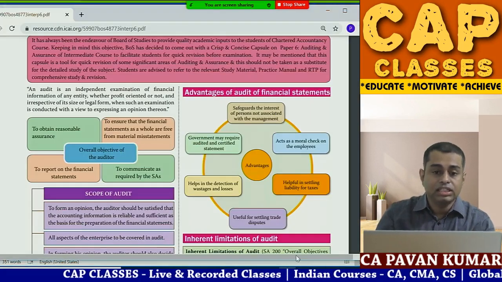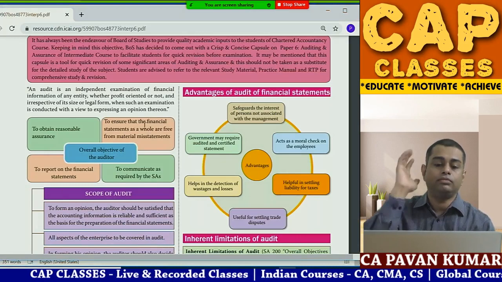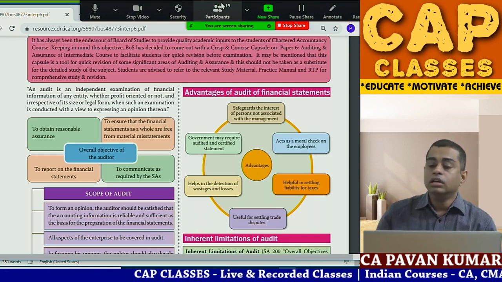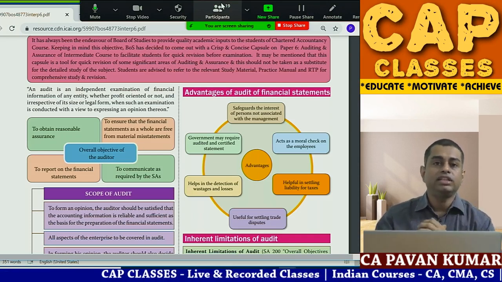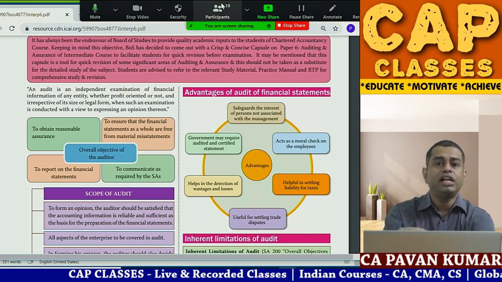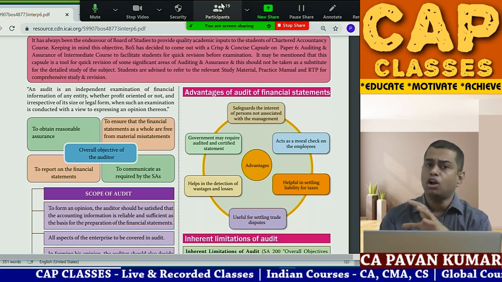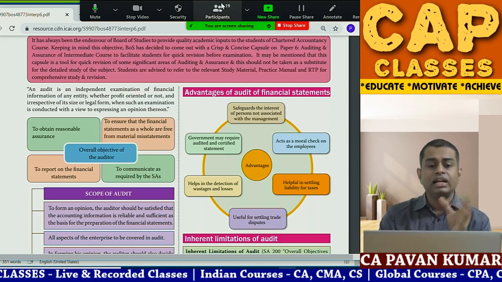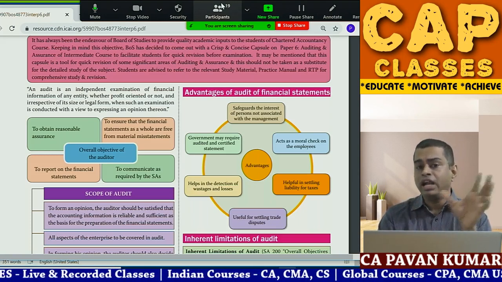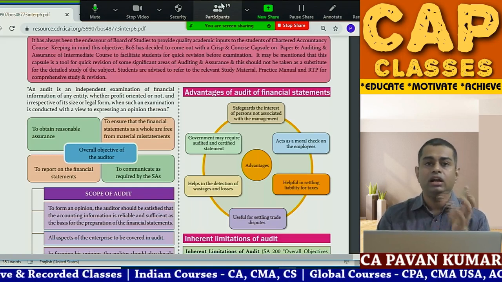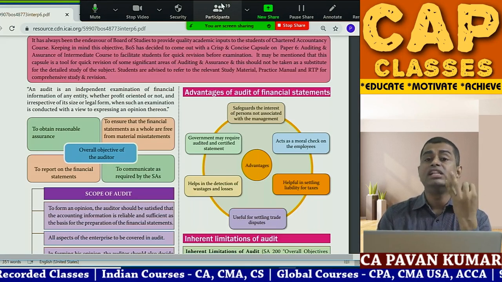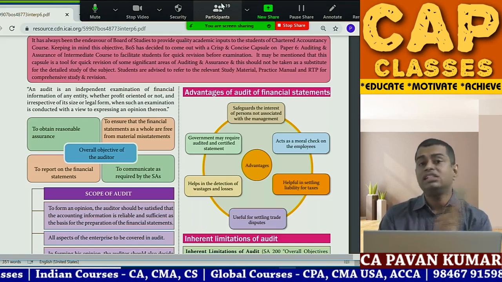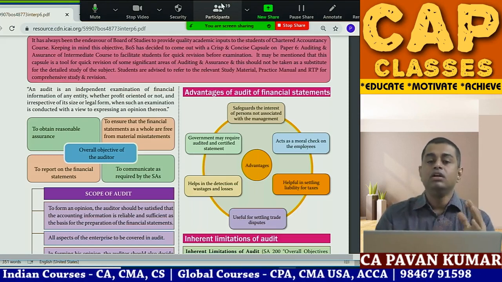Now, this particular part is over. So guys, in the first part, we have seen this definition and all. An audit is an independent examination of financial statements of an entity, whether profit oriented or not, irrespective of its size or legal form, when such an examination is conducted with a view to expressing an opinion thereon. And the overall objectives of the auditor: to obtain reasonable assurance, to ensure financial statements are free from material misstatements, to report on the financial statements, to communicate as required in standards on auditing. All these things we have done. This was question number 1.